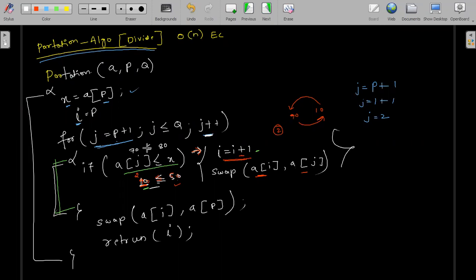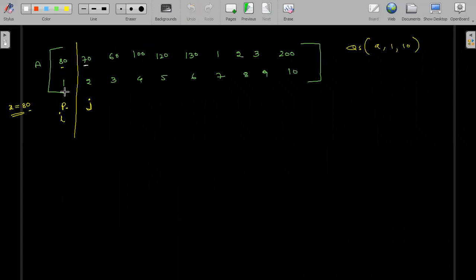Now tell me, 70 is less than 80, is that true or false? Actually, it's true. True means what we have to do? I is equal to I plus 1, right? Again, we have to do the swapping. That is exactly what I will do. Now observe here, I am going to compare 70 with 80.